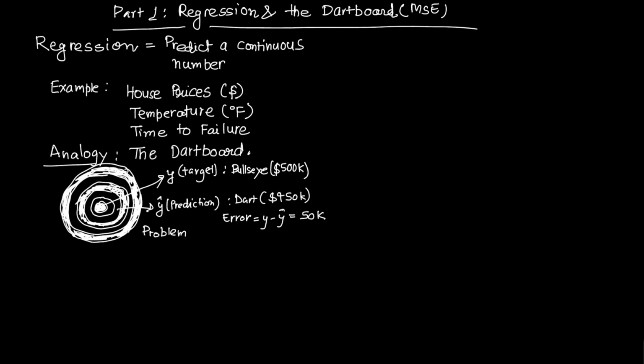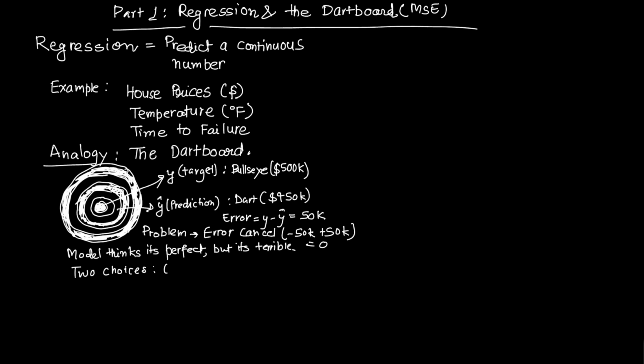Now, if we have 1000 houses, we have 1000 errors. Some are positive, some are negative. If we just add them up, minus 50K and plus 50K would cancel out to 0, making the model think it's perfect when it's actually terrible. So, we need to make everything positive.